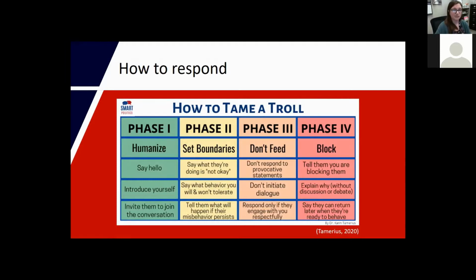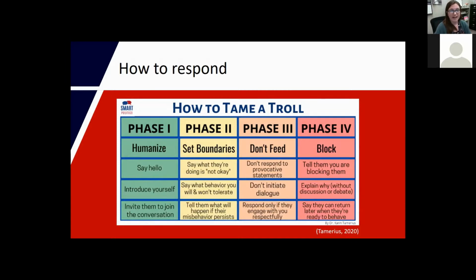Say hello and introduce yourself like you would with any new person. This is, after all, a person on the other side of that post. Second, you'll want to set boundaries. Establish that their behavior is not okay and will not be tolerated. Third, do not feed into the behavior. Don't respond to provocative statements. Remember, their intent is to get an emotional response out of you, so don't give them that satisfaction.